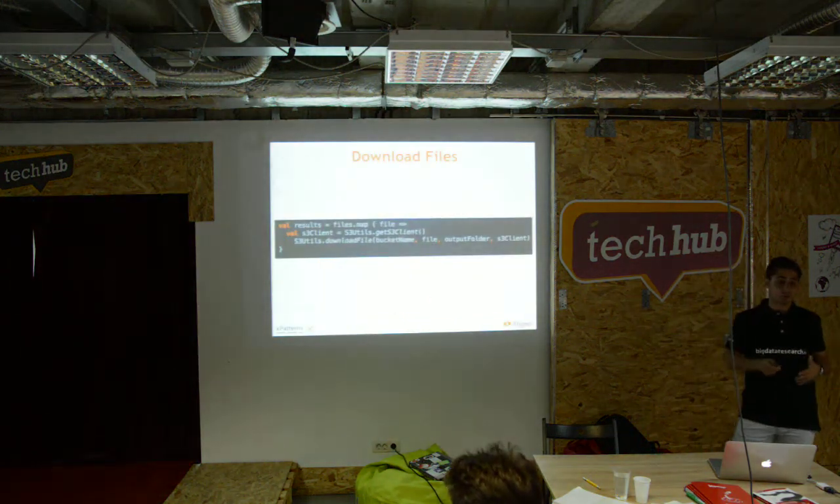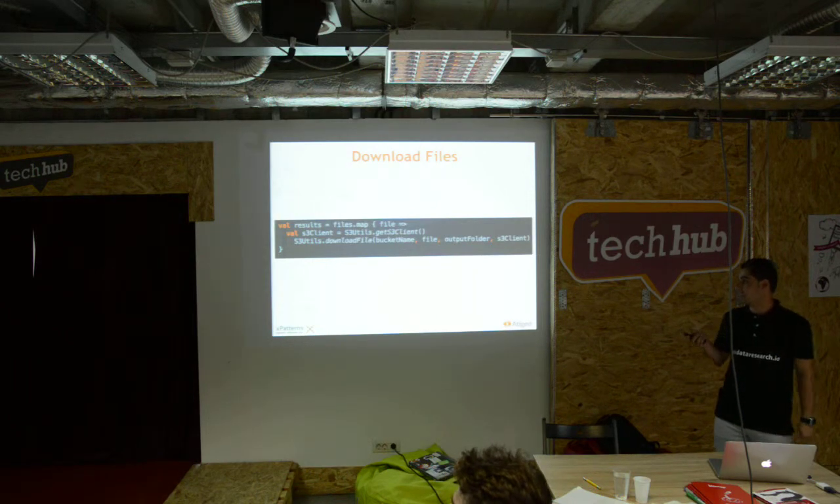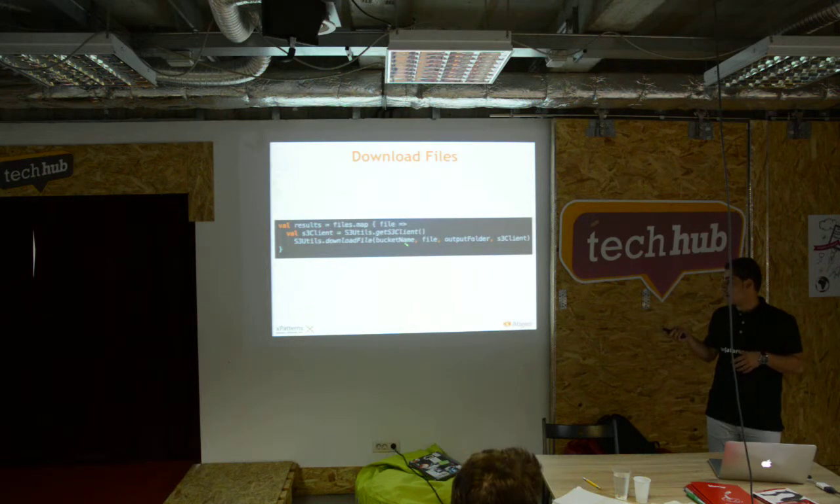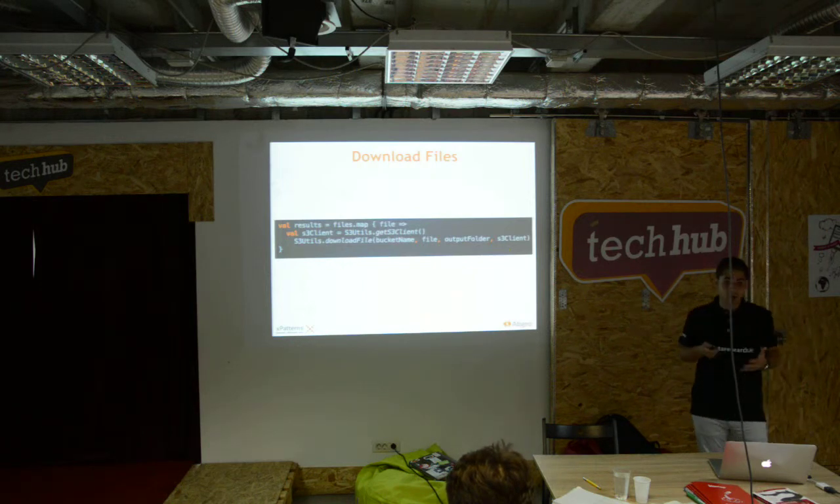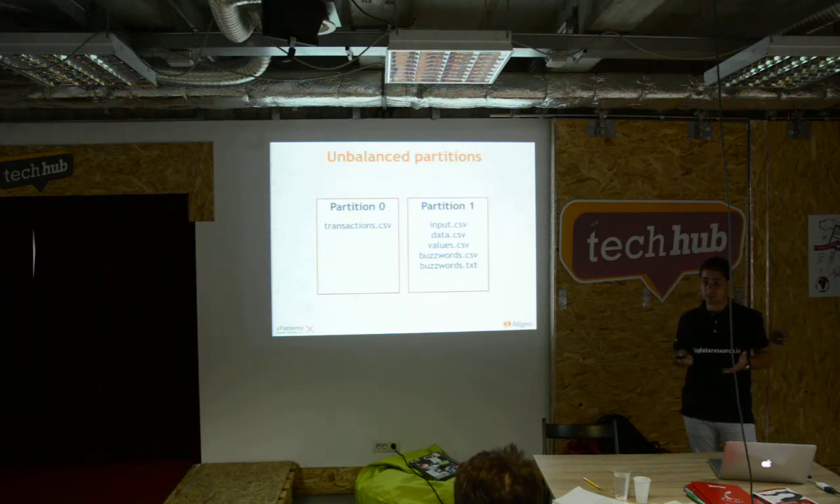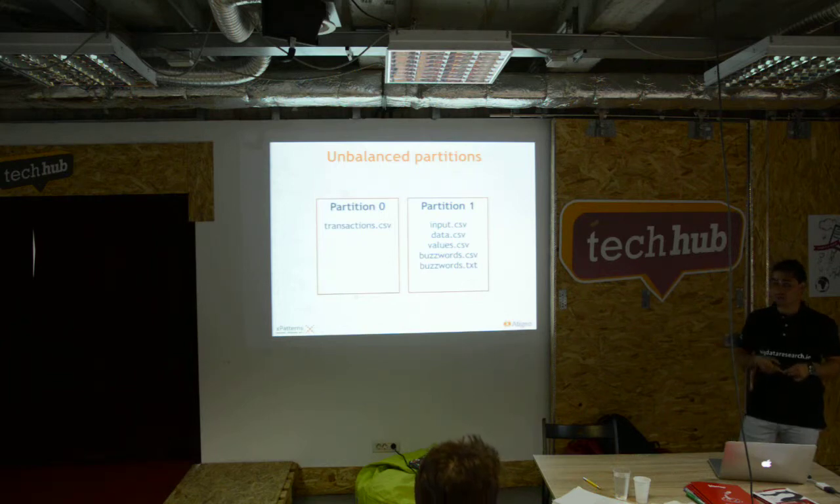Okay, now let's move on to the download part. This is pretty easy. We're doing a map over the files RDD, so basically we're iterating on each file, initializing an S3 client and then downloading the file. The problem that might arise here is when we have unbalanced partitions. So we might end up in a situation similar to this, where the data is not evenly distributed among partitions. This happens because the default partitioner is a hash partitioner, and as you might know, the hash partitioner for string types doesn't always provide an even distribution.